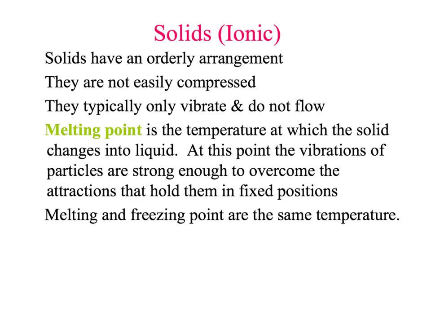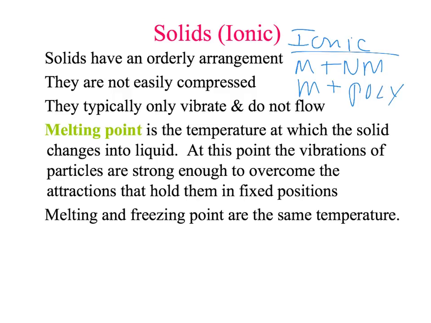Okay, we're now ready to talk about solids, and the kinds of solids that we're talking about are specifically ionic solids. There are also covalent solids, but we talked about covalent solids back in the chapter when we were doing molecular shapes like tetrahedral, trigonal planar, etc. For you to be ionic, you have to be a metal plus a nonmetal, or a metal plus a polyatomic ion. For you to be covalent, you have to be a nonmetal plus a nonmetal, and they have different properties.